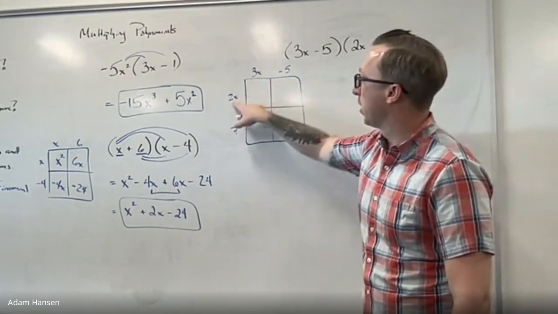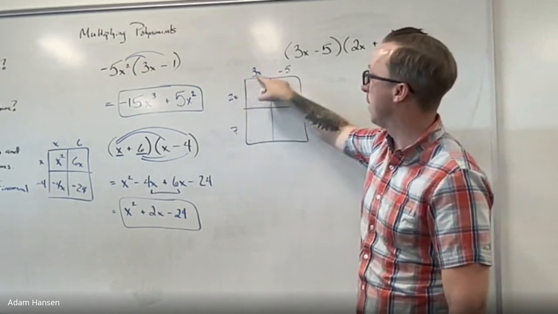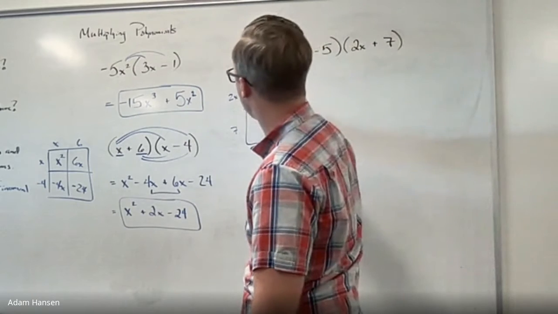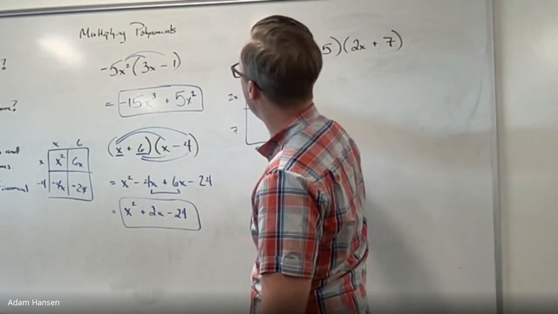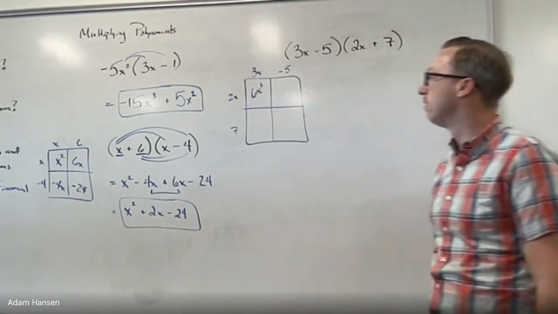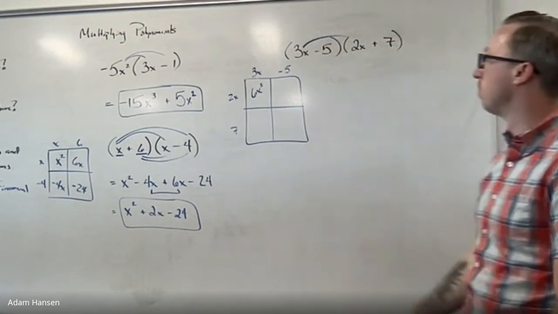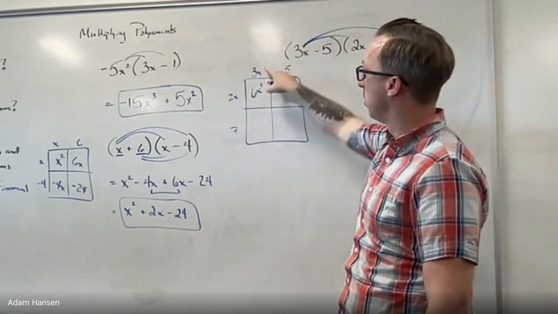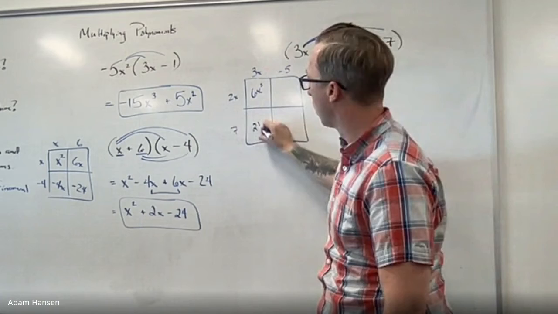2x times 3x. What does that make, Rose? What's 3 times 2? 3 times 2 is what? 6. What's x times x? X to the second. Yeah, very good. And I took 3x times 2x. Now let's take 3x times 7. 7 and 3x multiply to make what? 21.